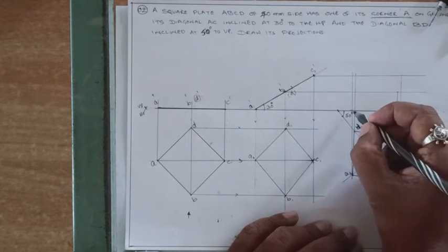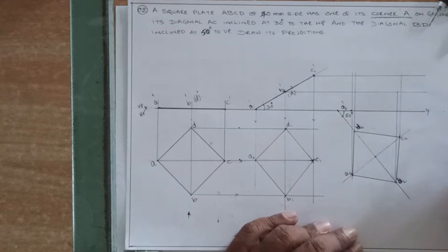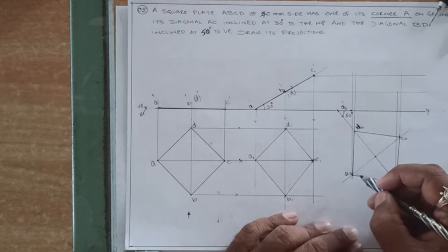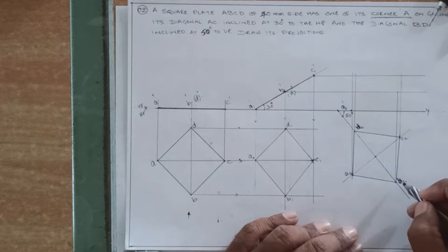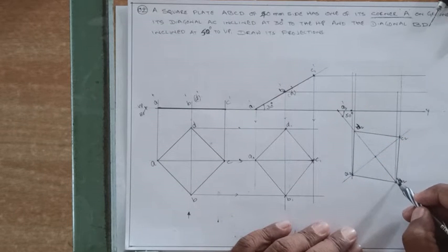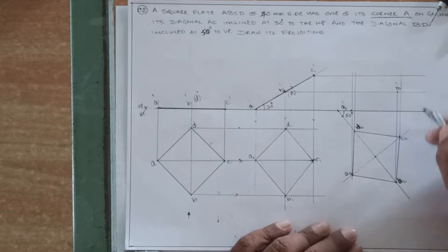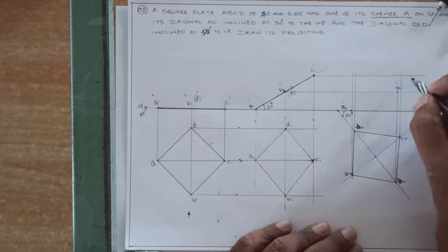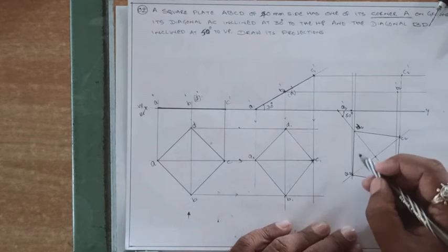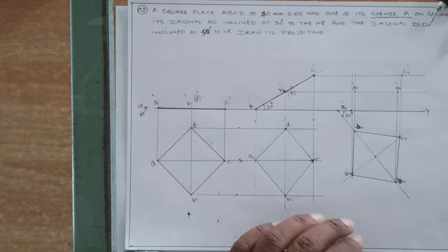A vertical, A horizontal, A2 dash, B vertical and B horizontal, here is B2 dash. Then C vertical, C horizontal, C2 dash, again D2 vertical, D2 dash horizontal.